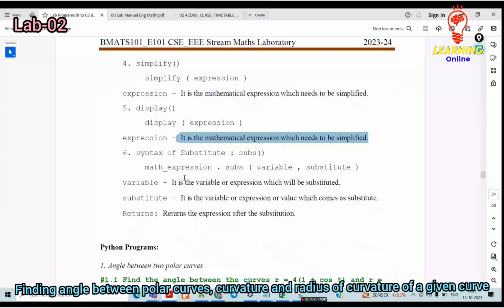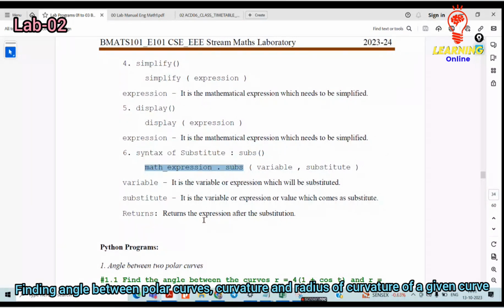Then the syntax of substitute. In some cases of a differential expression, I need to provide the substitutions required to make the mathematical evaluation. For that reason, I can use the syntax math_expression.subs. Then open the bracket, define the variable and enter the substitute you are going to consider.